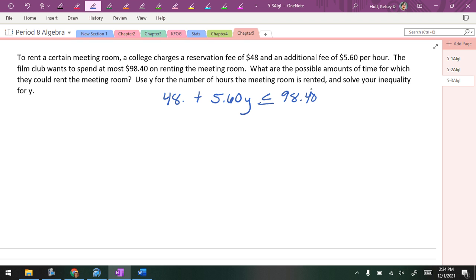At most means it needs to be smaller, right? It needs to be smaller. Nicely done. Is that it? We'll get to solve it now. Oh, yeah. What do you want to do now? Minus 48.